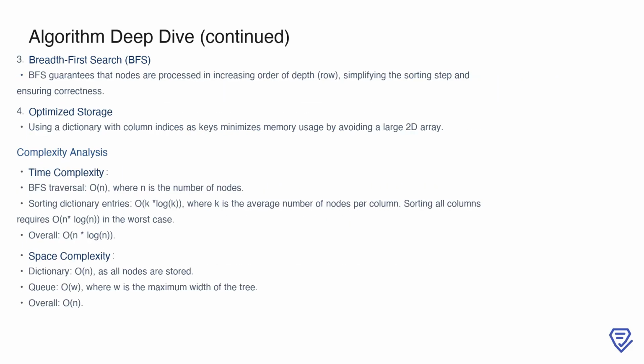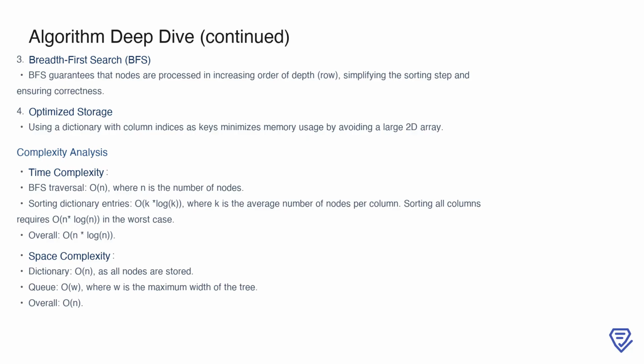Breadth-first search is a crucial part of this approach because it guarantees that nodes are processed in increasing order of depth. This simplifies the sorting step, as the BFS inherently processes nodes row by row. Additionally, the use of a dictionary with column indices as keys optimizes storage, as it avoids the need for a large and potentially sparse 2D array.